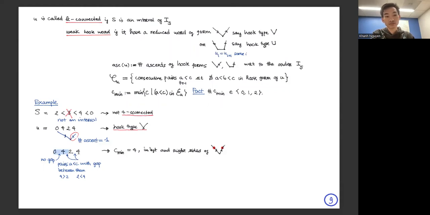So for example, in this case, when you look at this word, you see that there are only pairs with a gap between them: 4 greater than 2 and 2 less than 4. And so we can see that sm in this case is 4. And in this case, 4, you look at this one. You see 4 appears on the left side and the right side of the word u. So I put 2 red dots here because 4 appears on the 2 sides of the hook type.